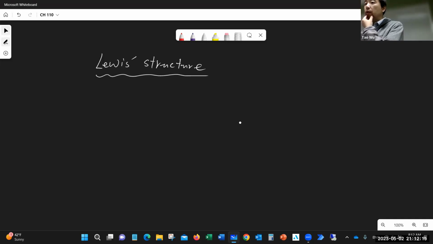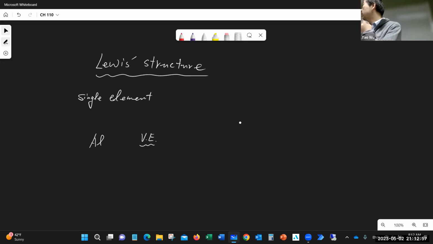First, let's talk about single elements. If we only have a single element, how do we write the Lewis structure? For example, aluminum. If you want to draw the Lewis structure for an aluminum atom, you first need to know the valence electrons for aluminum. What is the valence electron count?